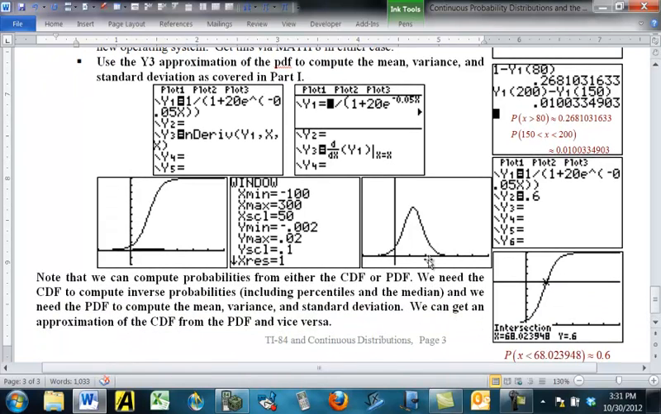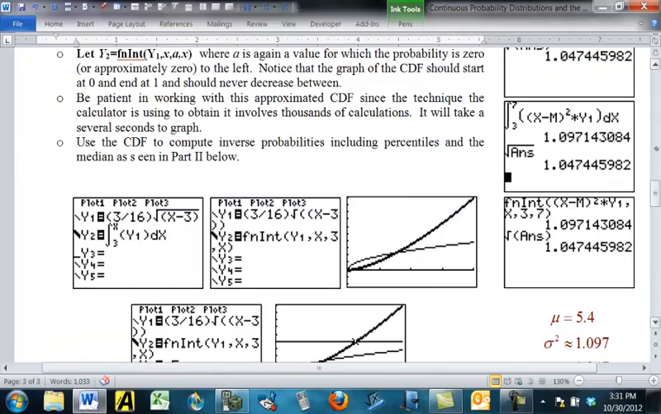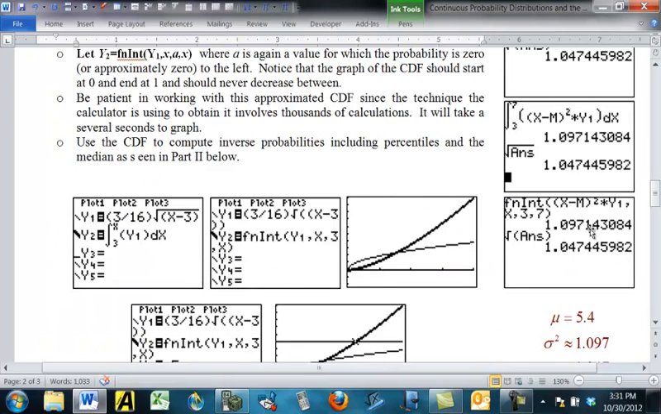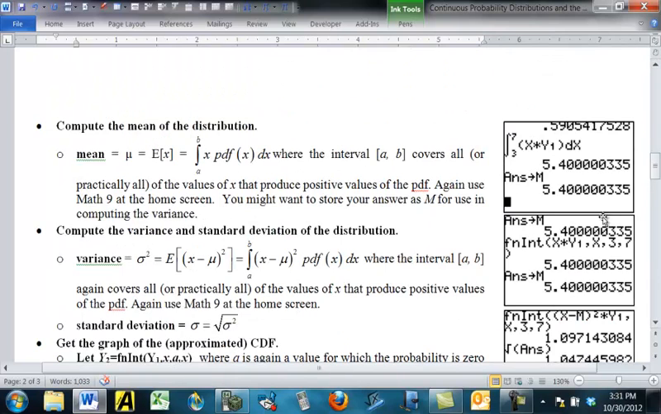Once we have that, we can compute the mean and the variance and the standard deviation of this guy, just like we did before. Remember in the last case over here, remember how we did the mean? Let me show you the actual picture of it. Right here's where we computed the mean was function integrate x times y1 and so forth. Well, what are we going to do this time? Instead of y1, it's going to be wherever the PDF is, which is y3 this time. And this is always x.